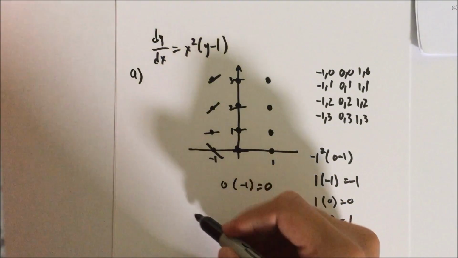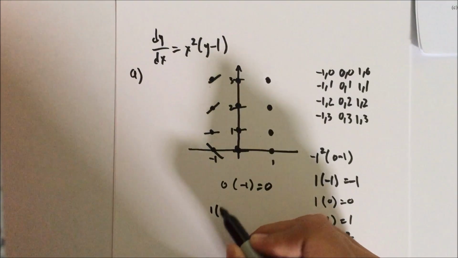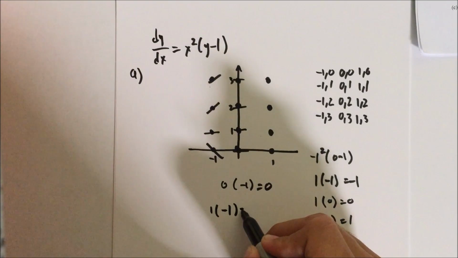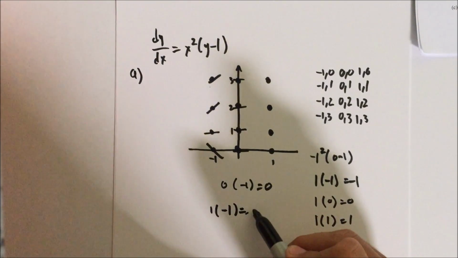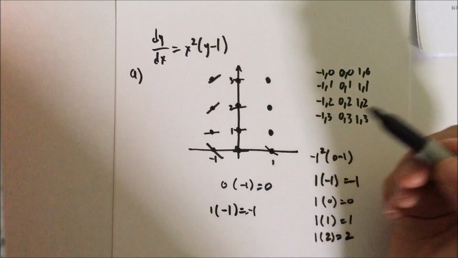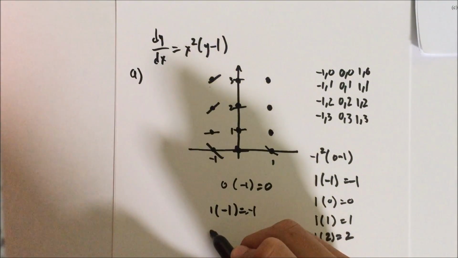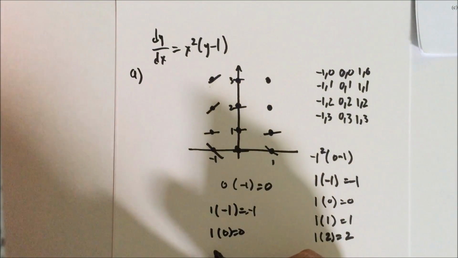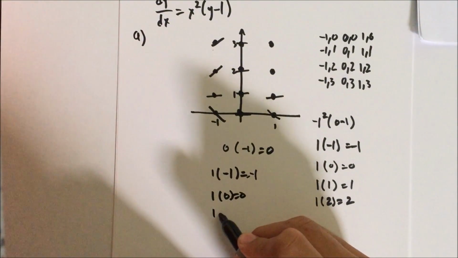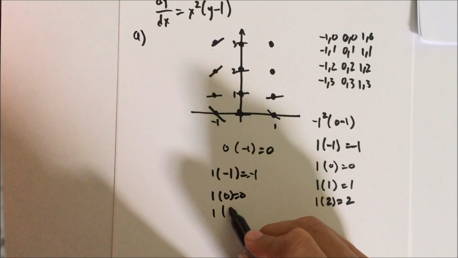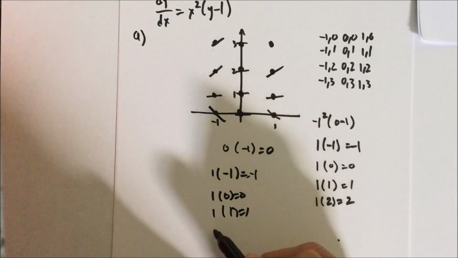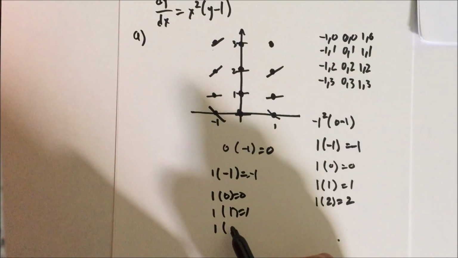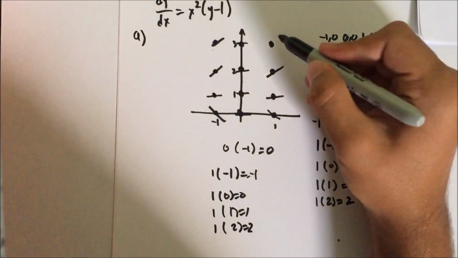So 1 squared is 1 times 0 minus 1, which is negative 1, which is going to equal negative 1, which is going to be negative, so it's slanted towards the left. Next one is (1, 1). So 1 squared is 1, 1 minus 1 is 0, which is going to be 0. Next one is 1 squared is 1 times 2 minus 1 is 1, it equals 1, positive. And the last one is 1 squared is 1 times 3 minus 1 is 2, which is going to be 2, positive.